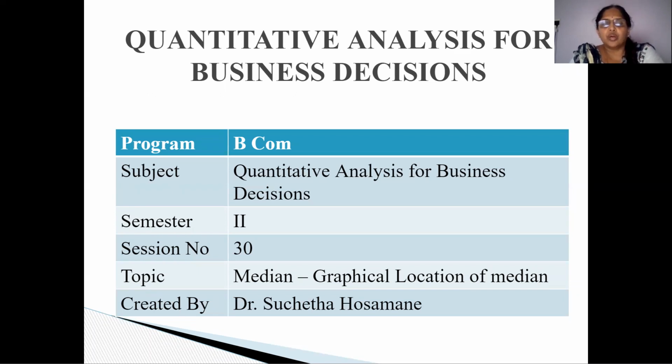In this session, we are going to work out the graphical location of the median. In the previous sessions, we worked out how to calculate the median in a discrete series and in a continuous series by using the formula. One method of finding the median is the graphical method. Through the graphical method also we can locate the median, because we know that this is a positional average. This can be shown through a particular position.